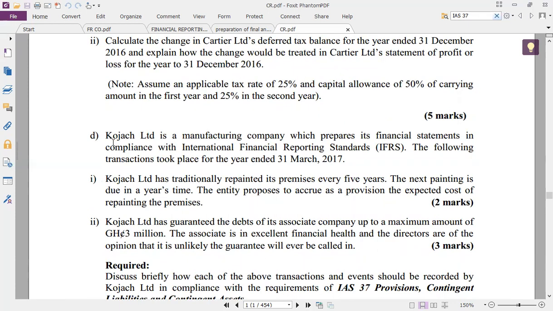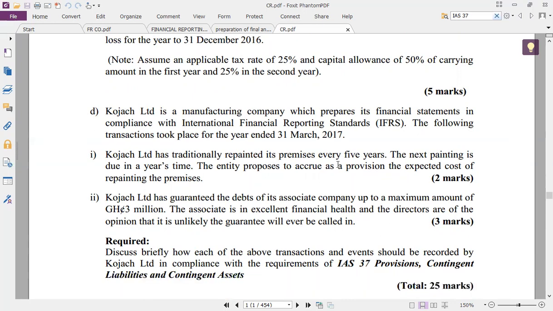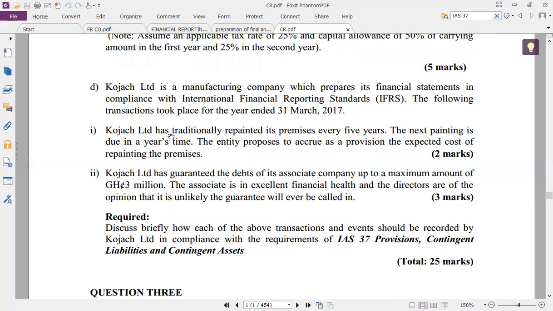Okay, let's start. Total Limited is a manufacturing company which prepares its financial statements in accordance with IFRS. The following transaction took place in March 2017. Total Limited has traditionally repainted its premises every 5 years. The next painting is due in a year's time. The entity proposes to accrue as a provision the expected cost of repainting.